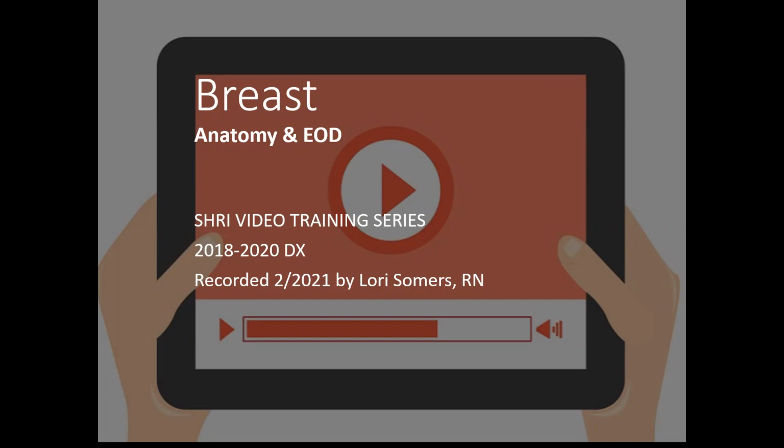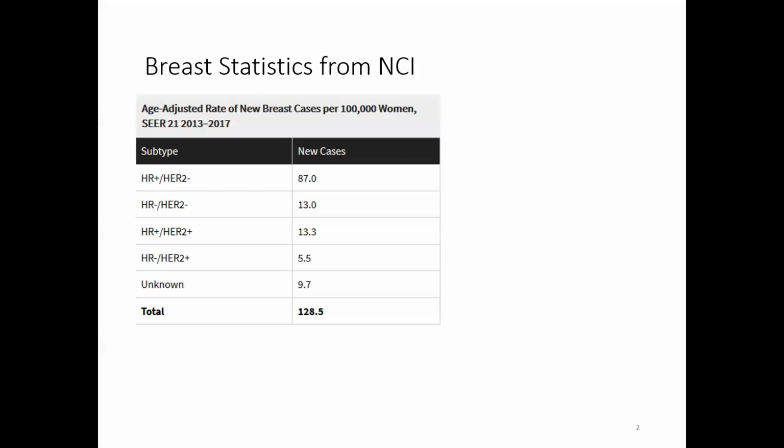This video covers the breast anatomy and extent of disease staging. When all of the subtypes are combined, female breast cancer is fairly common. In 2020, it is estimated that there will be 276,000 new cases of female breast cancer.